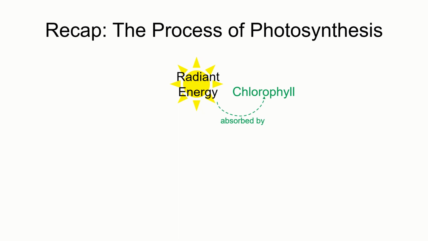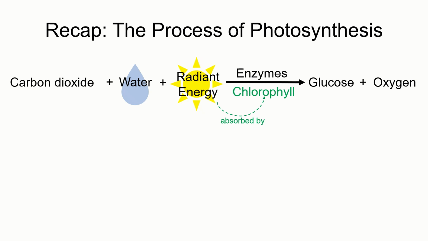Radiant energy is absorbed by the green pigment chlorophyll, water is absorbed by the roots, carbon dioxide is diffused into the leaf, and photosynthesis is catalyzed by enzymes. This produces glucose and the byproduct oxygen.